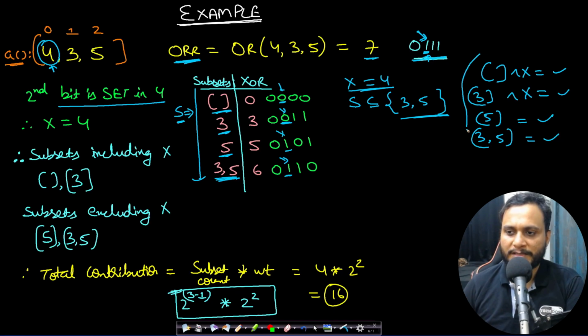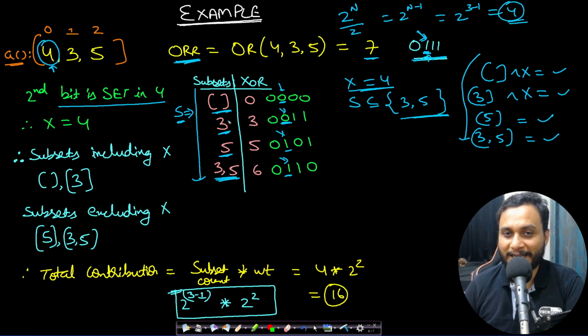So how many subsets are present in which the second bit is set? It will be exactly 2 to the power of n by 2, which you can say 2 to the power of n minus 1, right? So in this case, it will be 2 to the power of 3 minus 1, which will be 4. So exactly in 4 subsets, the second bit is set. And if you find out any set bit, even the first set bit, the 0th set bit, all of them will have 4 subset contribution. That will always be true.